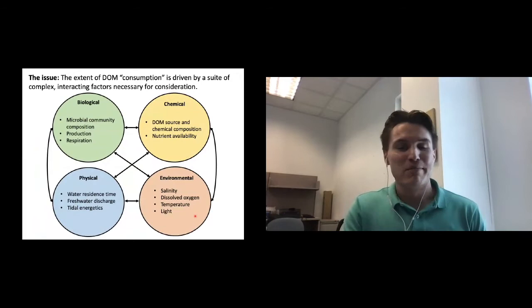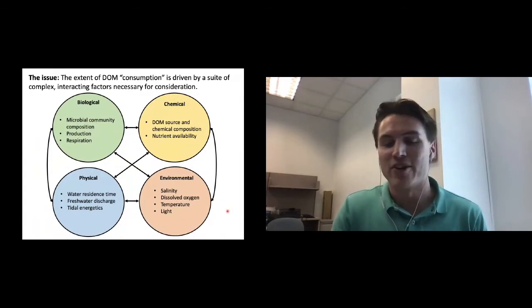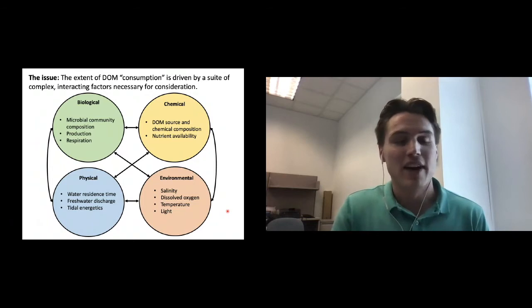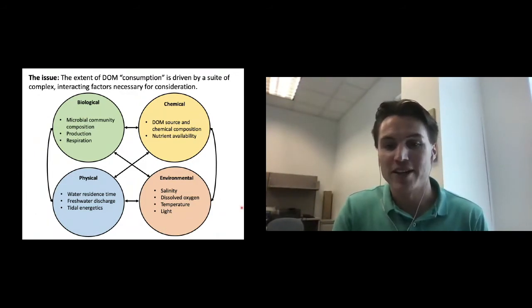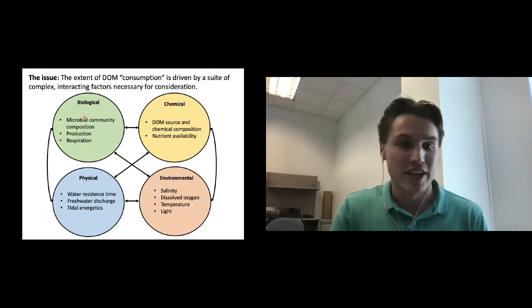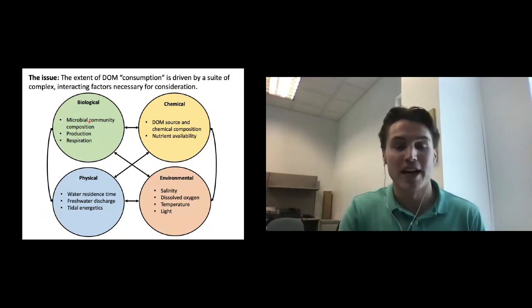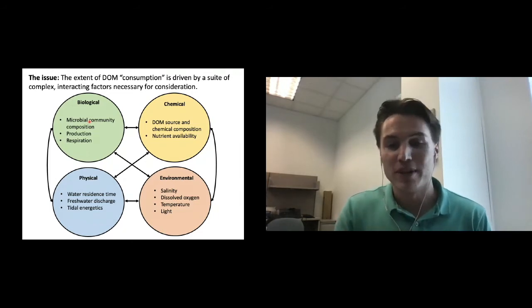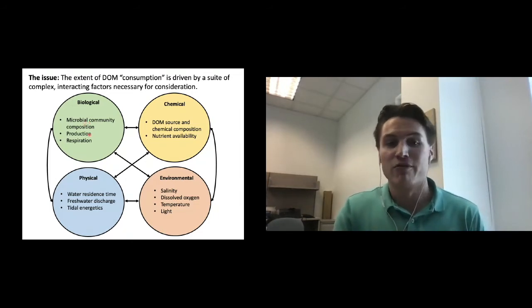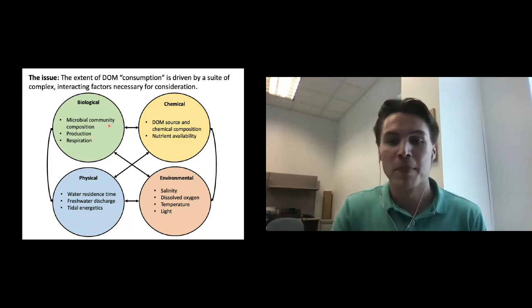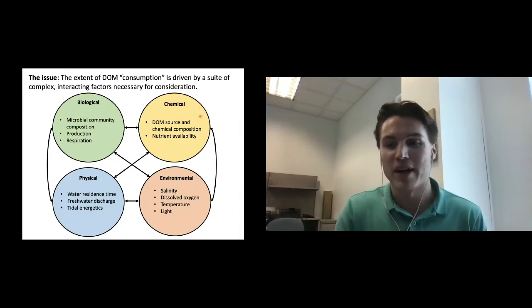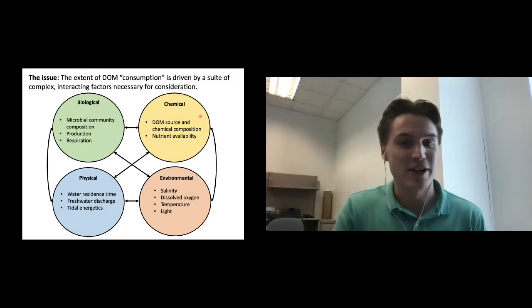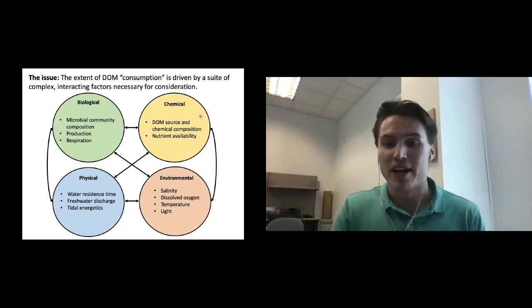However, it's not really as simple as you might think. There are a suite of interacting factors that control the extent of how DOM is cycled in the environment. And they can be separated into biological, chemical, physical, and environmental factors. So we have biological factors such as the community composition of the microbes and bacteria that actually break down and consume the dissolved organic matter, and then associated rates of both production and respiration. We have chemical factors such as the source and the chemical composition of the dissolved organic matter. So certain compounds might be easier to break down and consume compared to others.